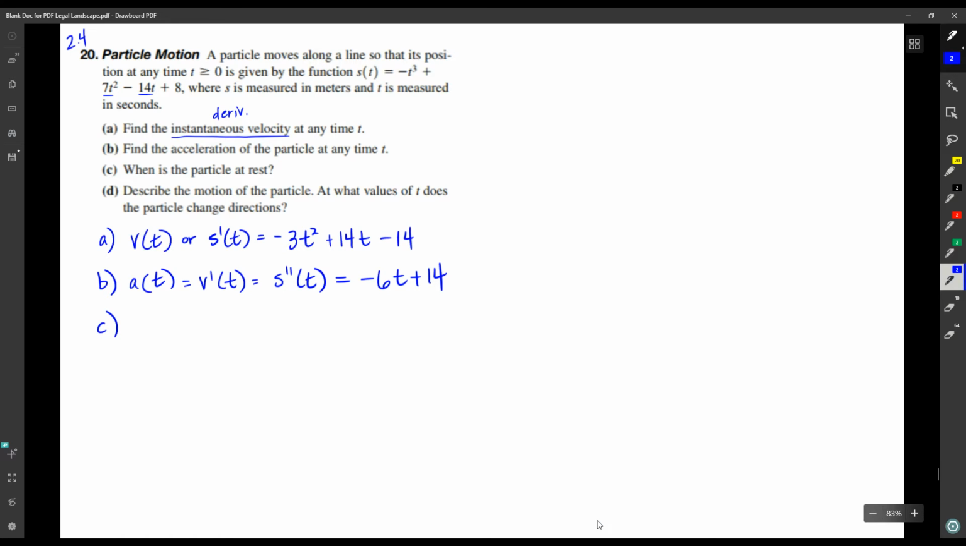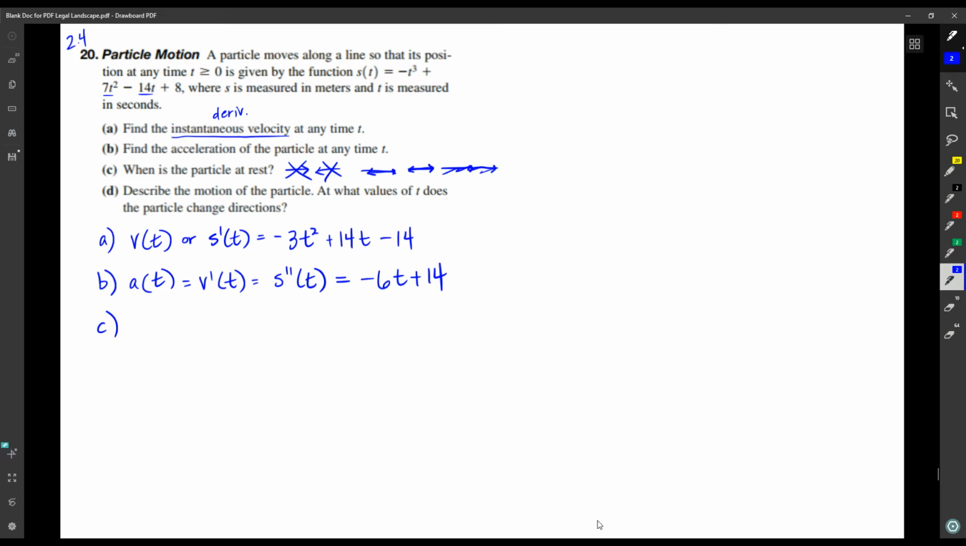Next, part C, when is the particle at rest? At rest means it's not moving forward and it's not moving backward. It's maybe taking a pause. Maybe it's moving right and then changing to left. Maybe it's moving left and then changing to right. Or maybe it's moving right, slowing down, taking a little pause, and then continuing to the right. It could be any of those. But either way, the velocity is going to be 0. We're going to see no sign on that velocity indicating forward or backward movement. It's just going to be 0.